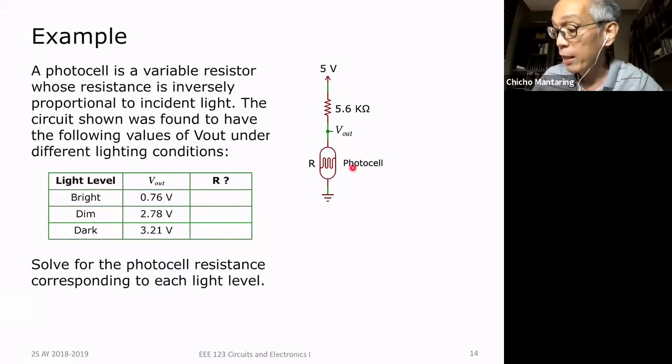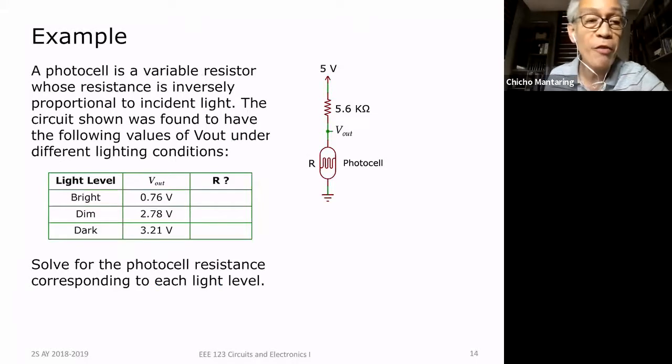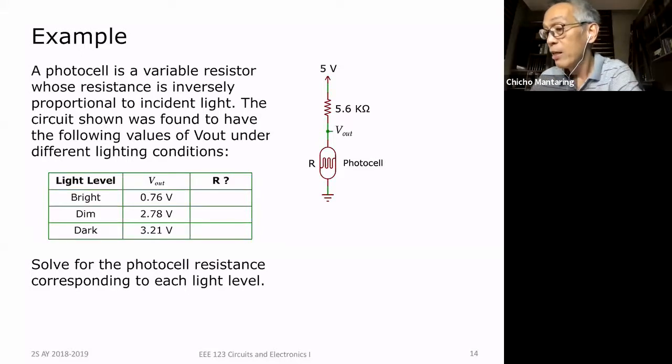This is a photocell. Characteristic of a photocell is that it receives light, and depending on the intensity of the light, its resistance changes. The stronger the light, the smaller the resistance. So inversely proportional to the incident light. Kung malakas yung ilaw, maliit yung resistance. Okay, anong ibig sabihin nito? Ibig sabihin nito, this point is at 5 volts with respect to ground.